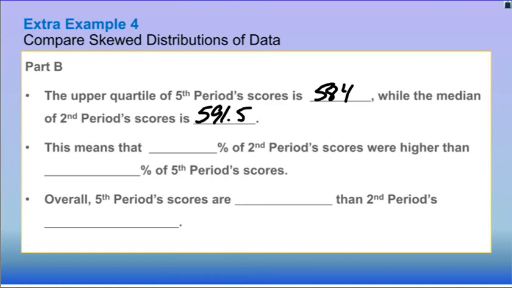This means that 50% of second period scores were higher than 75% of fifth period scores. And overall, fifth period scores are lower than second period's scores. Now, what you could do through the comparison is just take the 5-number summaries and write them down for each one, and then just compare it that way. Otherwise, we can use statements such as these to answer that.